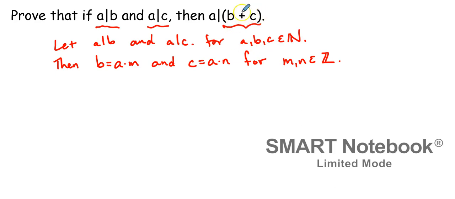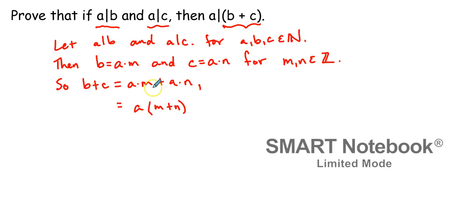And this is a really quick and simple proof. We want to define what B plus C is based on what we know is true, or what we have let be true. So B plus C then is just A times M plus A times N, which is equal to just factoring out A times M plus N. So at this point, pretty simple stuff. We're really just substituting in based on the definition of divisibility.